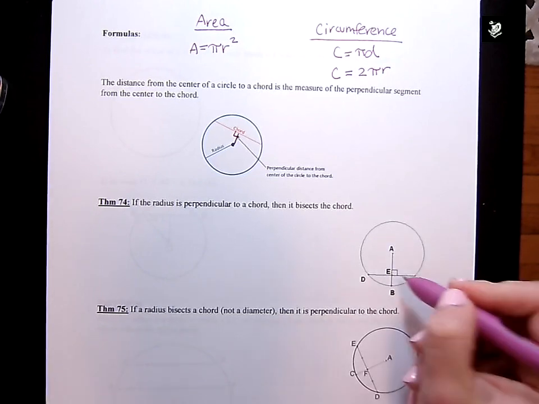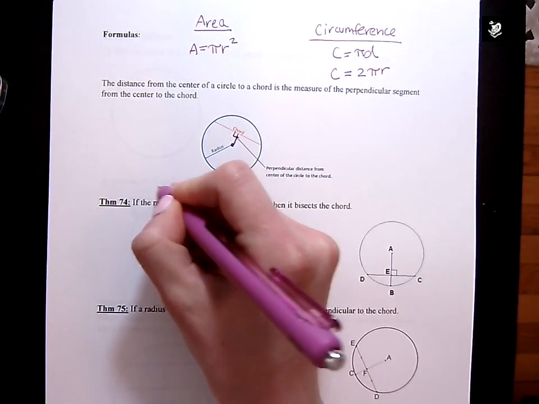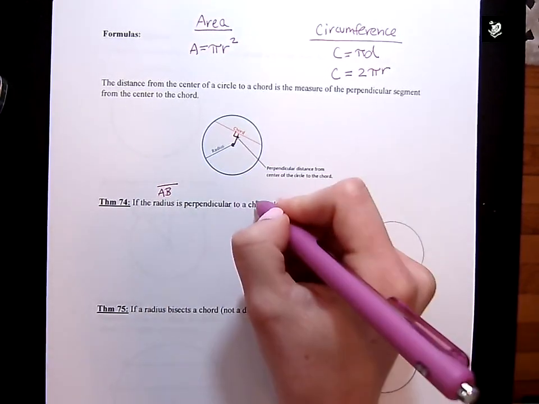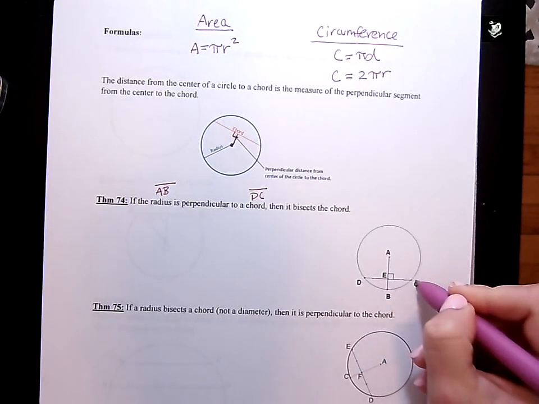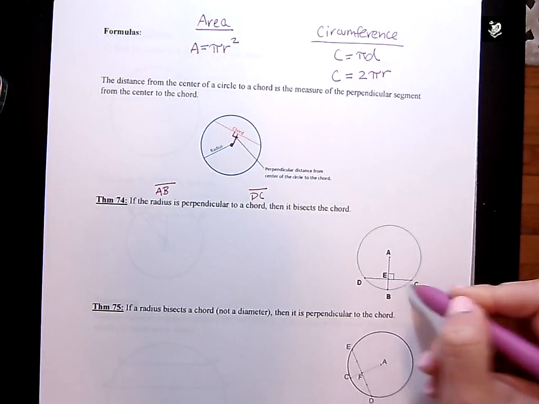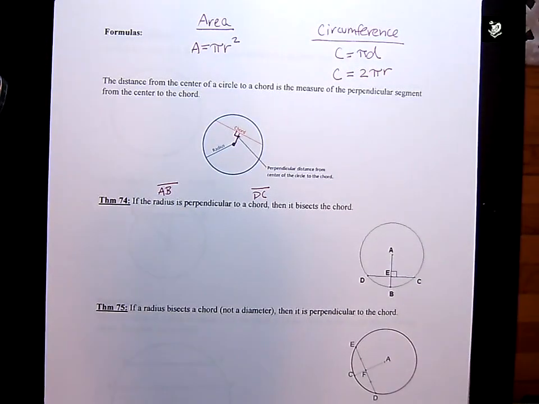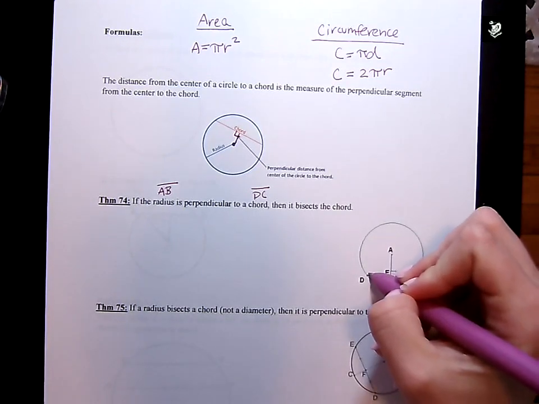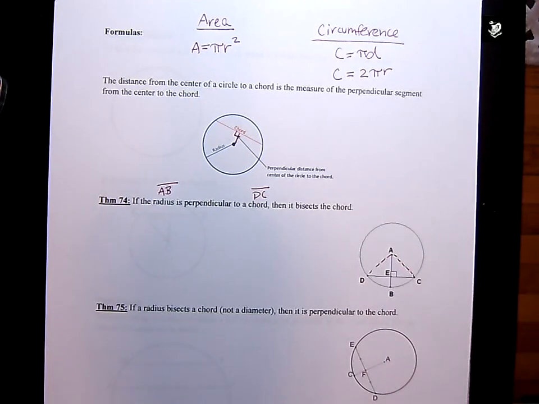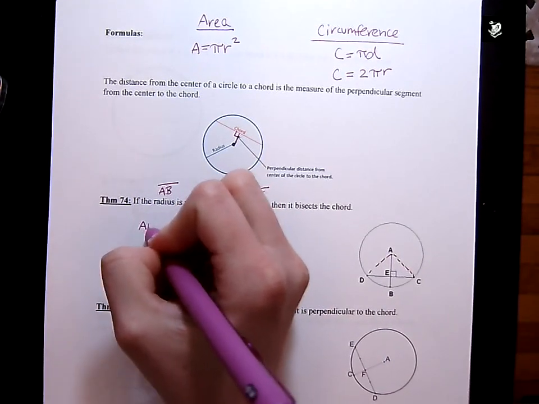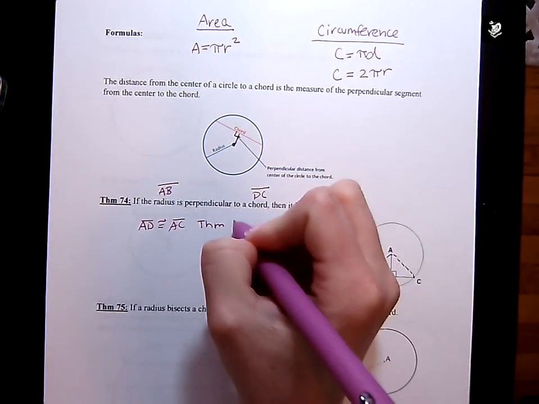So what it's basically saying is I have this radius AB. Okay, we have chord DC. And if this radius is perpendicular to that chord, then it should bisect it in half. Now, how can we prove that to be sure? So let's say I draw in these two radii, AD and AC. We know that those two are congruent to each other because of our theorem 19, where all radii are congruent.